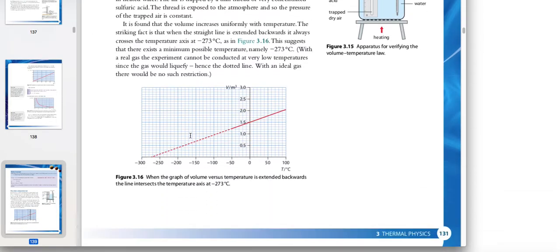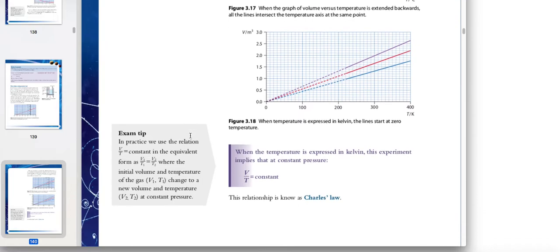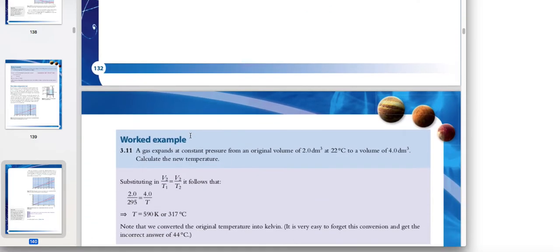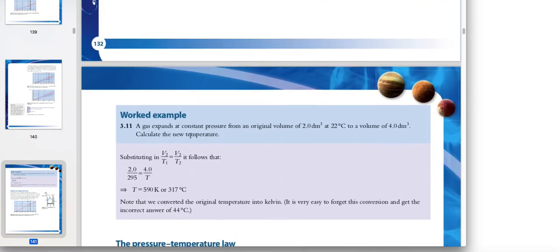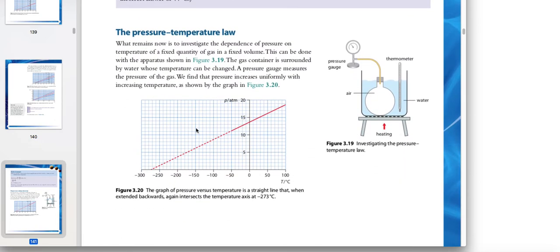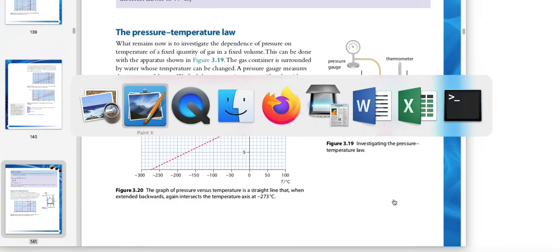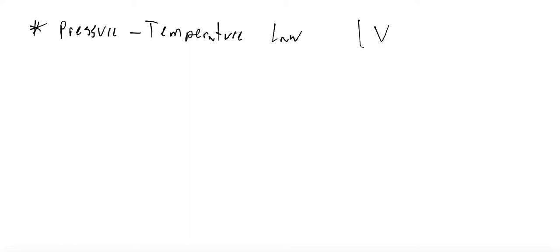Okay, the third law related with ideal gas is described on page number 133 in your Tsokos. The name is the pressure-temperature law. Pressure-temperature law is about the relation between pressure and temperature if volume is constant.